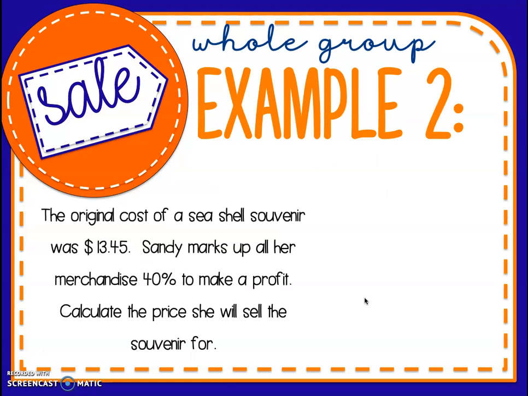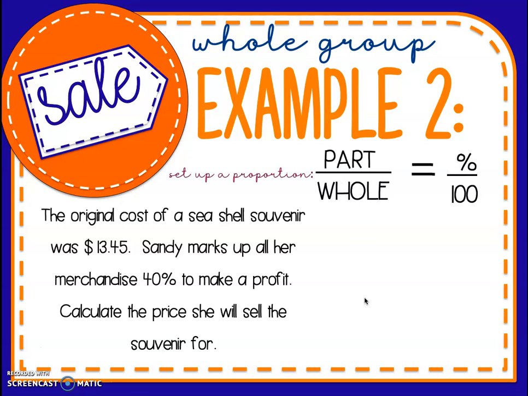It says the original cost of a seashell souvenir was $13.45, and Sandy is going to mark up all of her merchandise 40% to make a profit. Calculate the price that she will sell the souvenir for. So again, our first step is to set up our proportion. Part over whole equals percent over 100. We're going to pick out the pieces that we know. We know the wholesale price is $13.45, so that's our whole. This spot is always 100 because percent is always out of 100. And we're going to mark it up 40%. So we're looking for what the markup would be. That's the part that is missing.